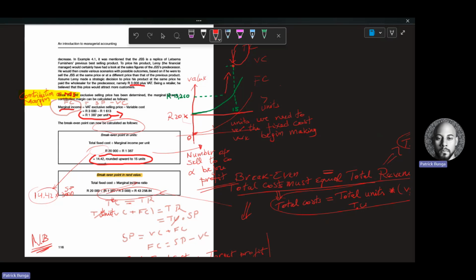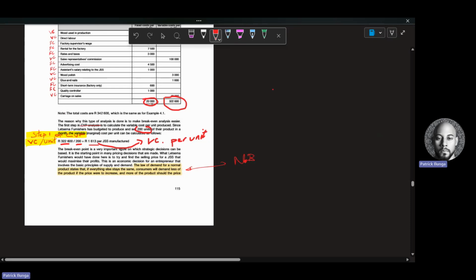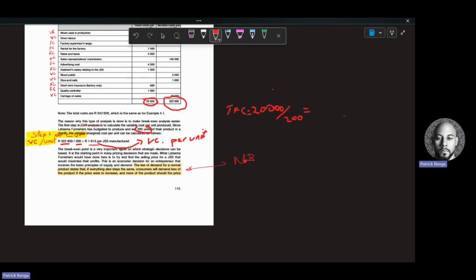Okay. And by the way, if you take these 20,000, sorry, my bad, not 2,000. If you take the 20,000 for the total fixed cost, right? 20,000. If you take this 20,000 divided by the number of units that we are producing and we need to sell, which is 200, gives you what? So the total fixed cost per unit equals 200 Rand.